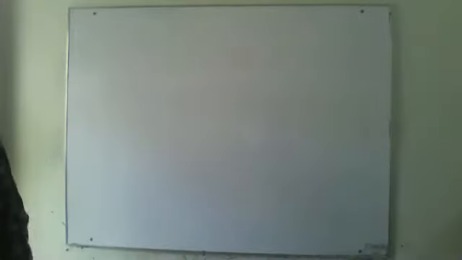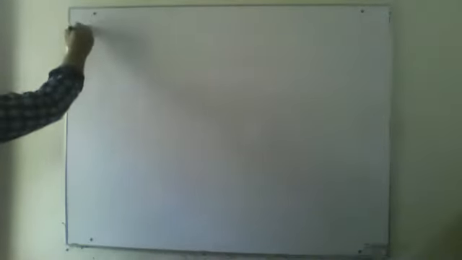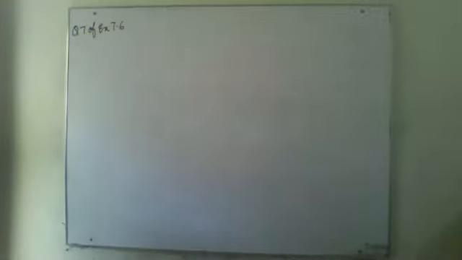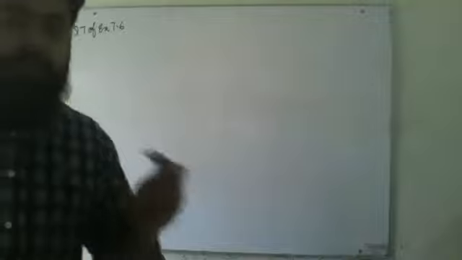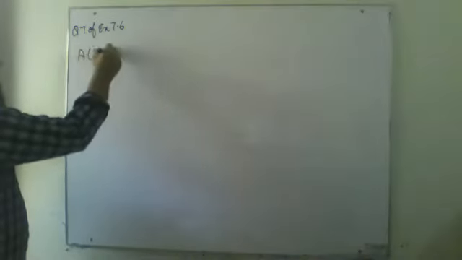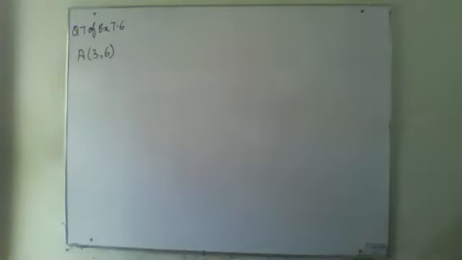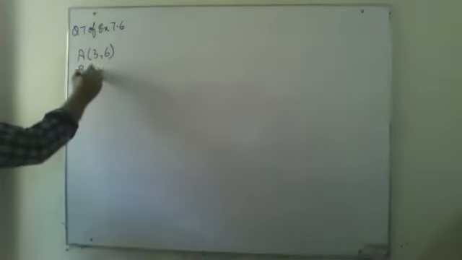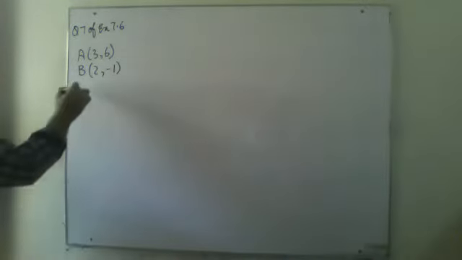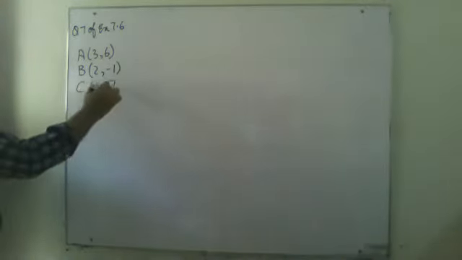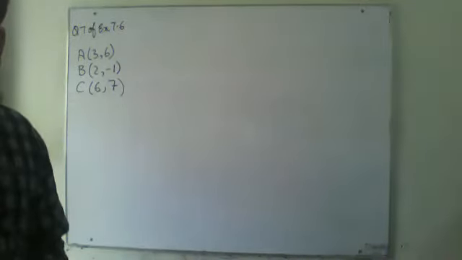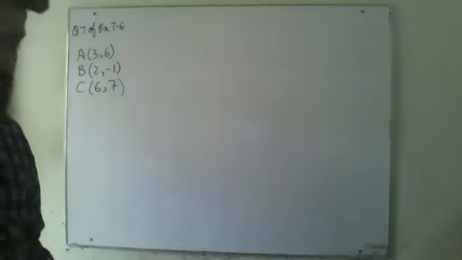Now, question number 7 of exercise 7.6. The question says 3 points coordinate are given. A is given to me as 3 comma 6. B is given to me as 2 comma minus 1. And C is given to me as 6 comma 7. These are the few things which are given to me right now.